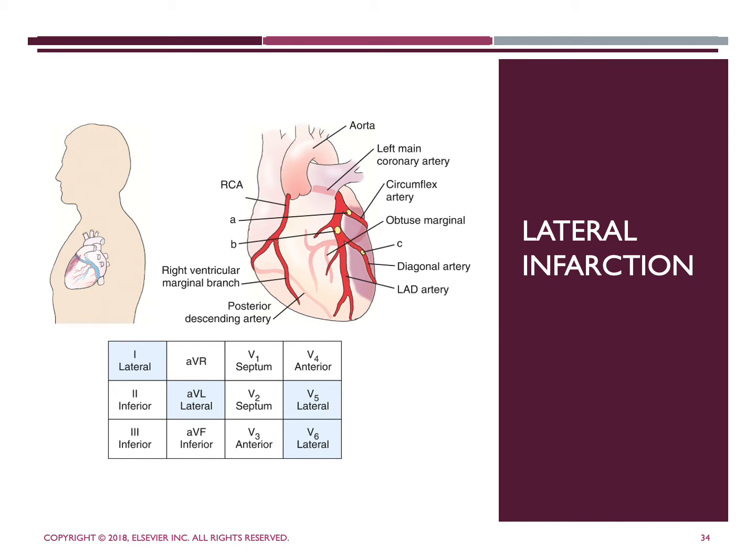Because the lateral wall of the left ventricle may be supplied by the circumflex artery, the LAD artery, or even a branch of the RCA, a lateral infarction may be associated with an anterior, inferior, or even a posterior infarction. An isolated lateral infarction is most commonly going to be associated with a circumflex artery occlusion.